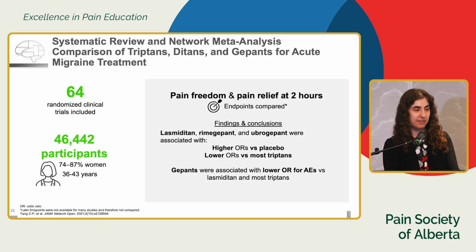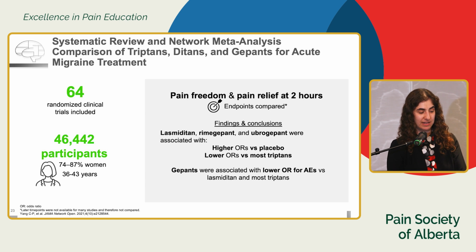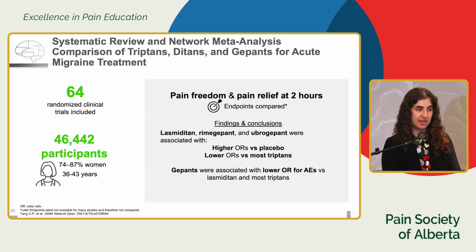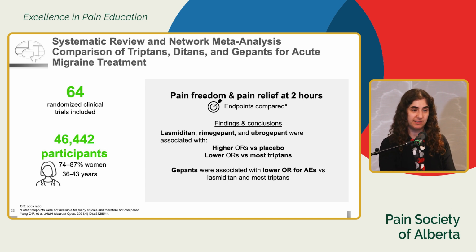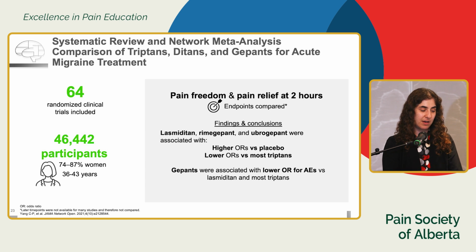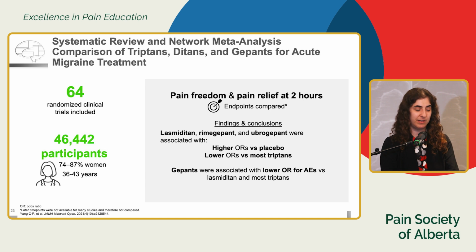So in putting all of this together, there was a systematic review and network meta-analysis done comparing triptans and ditans, which we haven't talked about. Ditans, lasmiditan being the example, are 5-HT1F receptor agonists, similar to the triptans, except they work on a different target, not 5-HT1B, 1D, which are the triptans, but 5-HT1F. So they're not vasoconstrictors like the triptans are, because the triptans act on serotonin receptors on blood vessels. Lasmiditan is available in the US, but unfortunately not coming to Canada. So we didn't discuss that.